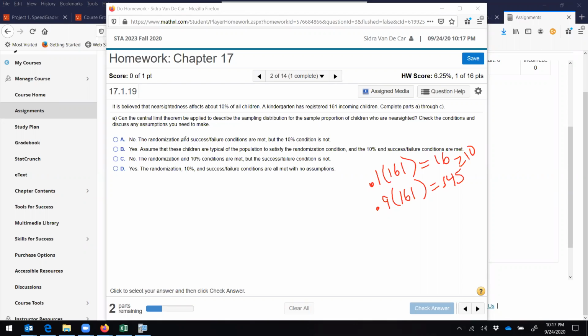So let's see what we have. Our choices for no are: the randomization and success failure conditions are met, but the 10% is not; the randomization and 10% are met, but the success failure is not. So we would have to assume that these children are typical of the population to satisfy the randomization condition. So that's okay. So our 10% and success failure are met. So we would say yes here, because the only condition that's missing is that randomization condition. And again, if we assume that these are representative of the population, then we can assume that that condition's met.